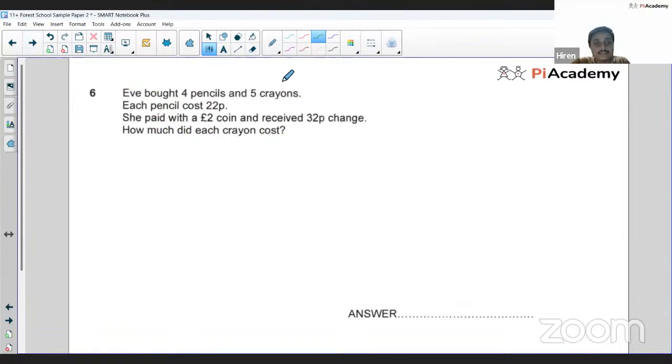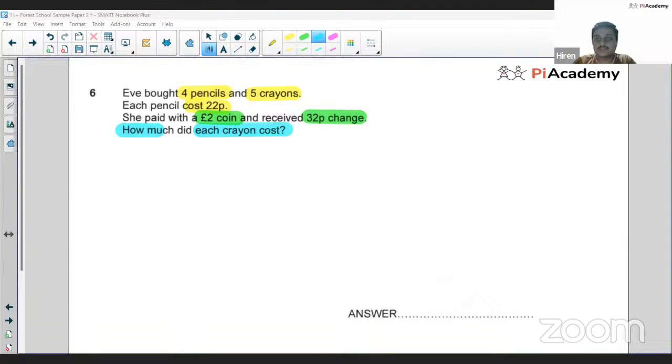Question number 6. I'm reading this question for you. You bought 4 pencils and 5 crayons. Each pencil costs 22p. She paid with a £2 coin and received 32p change. So the question is, how much did each crayon cost? You have to figure out the cost of the crayon. Your time starts now. You have 1.5 minutes. That is more than enough for this question. Try to solve this, everyone.